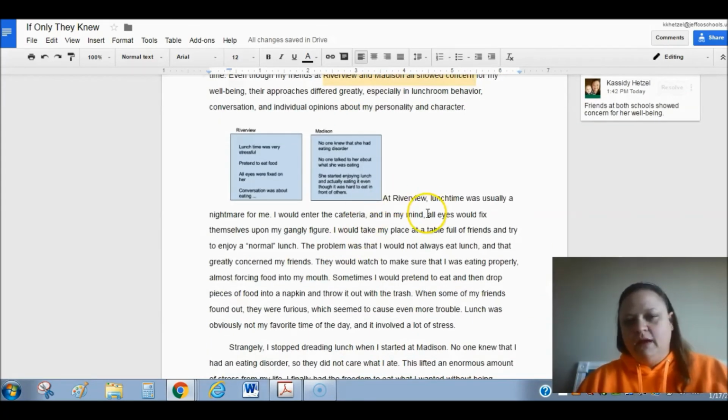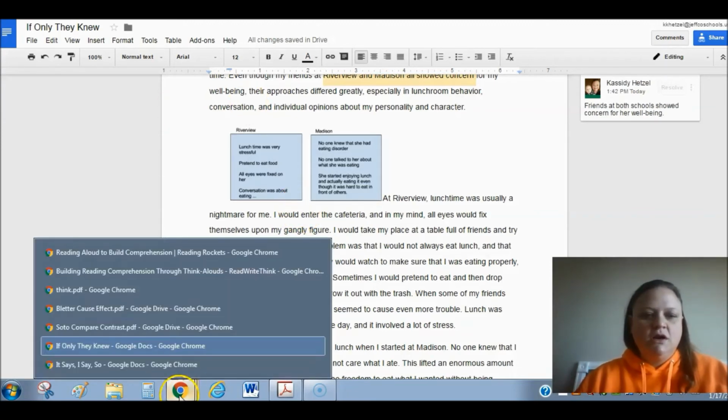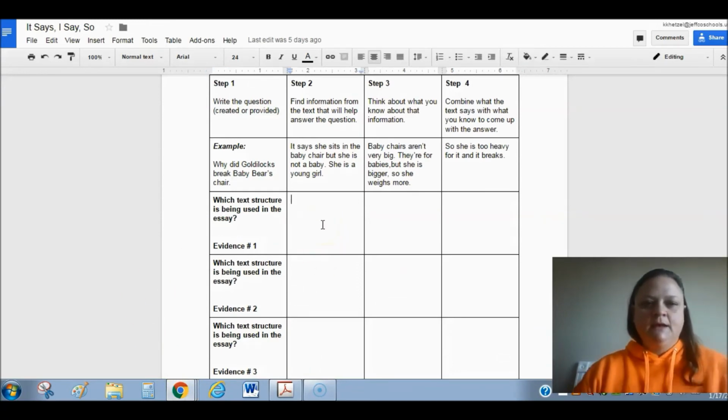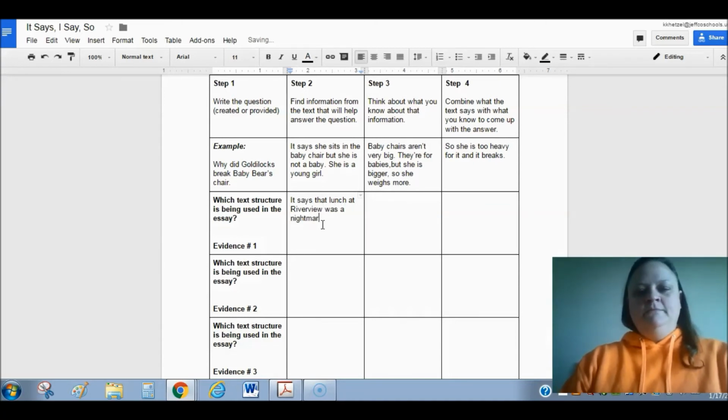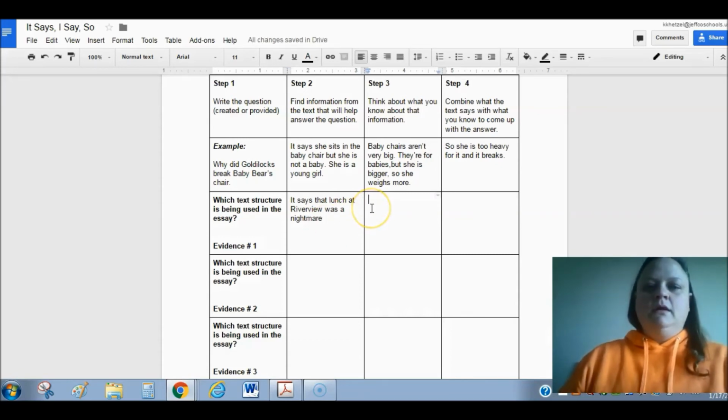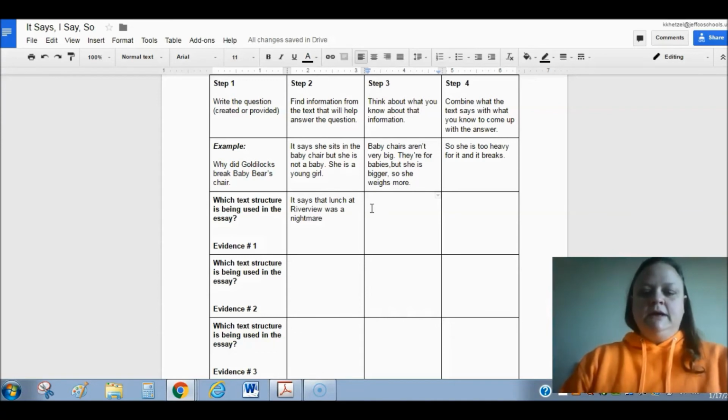And we can say at Riverview, lunchtime was usually a nightmare for me. I would enter the cafeteria. So on our chart, I'm going to say it says that lunch at Riverview was a nightmare. Okay, then what do I know about this? I know that a nightmare is not a good thing, and that it is usually scary.